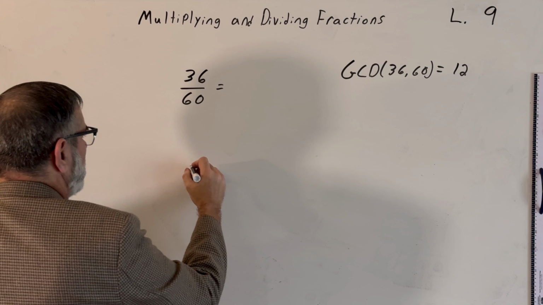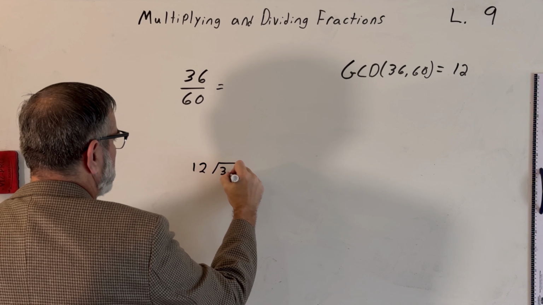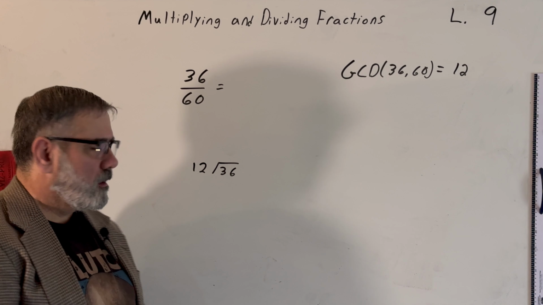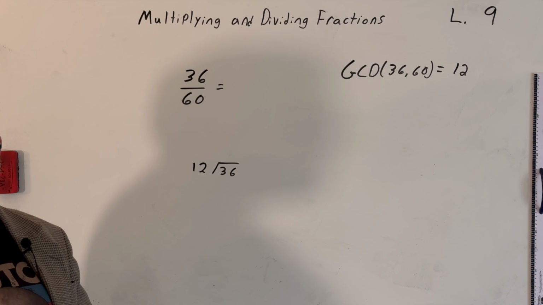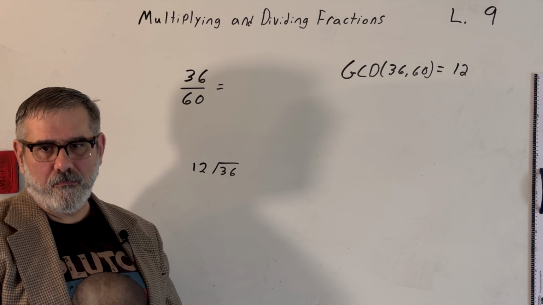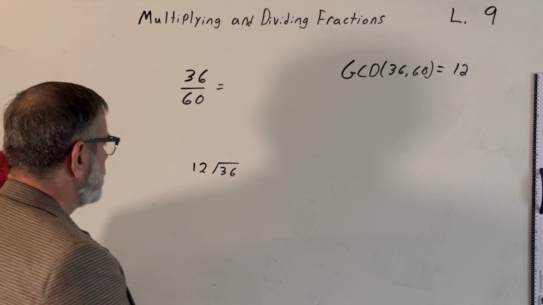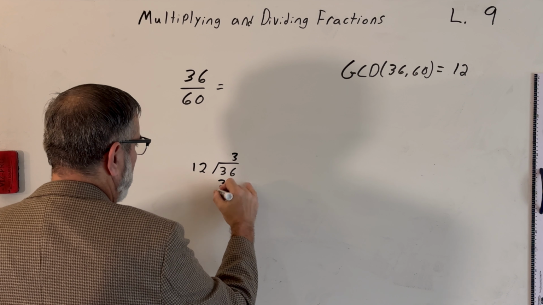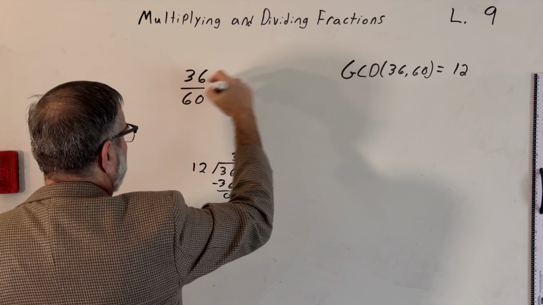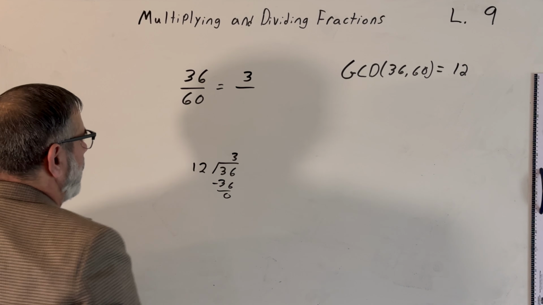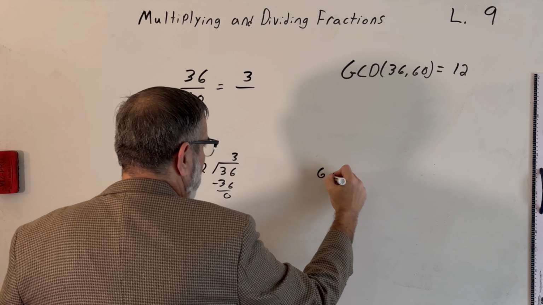So let's divide 12 into 36. Well, 12 times 2 is, double 12 please? 24. 24. What about 12 times 3? 36. Yeah, 12 times 3 is 36, right? No remainder, so we can replace the 36 with 3. What about 60 divided by 12?